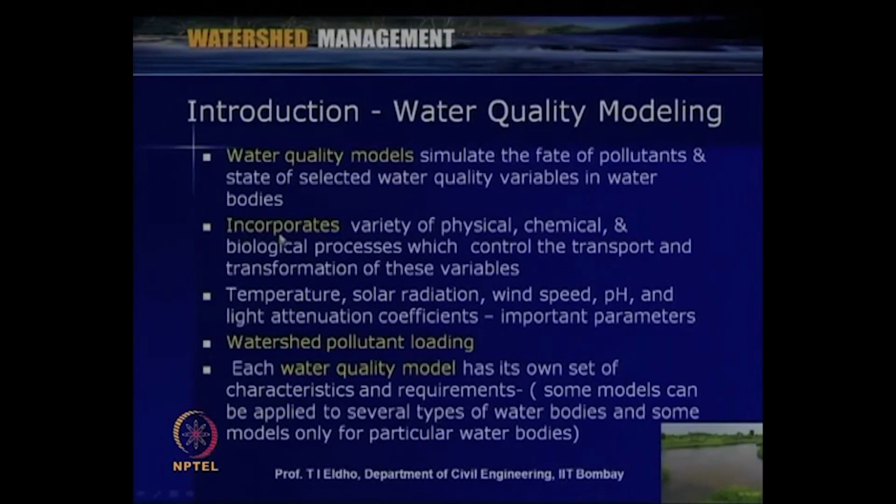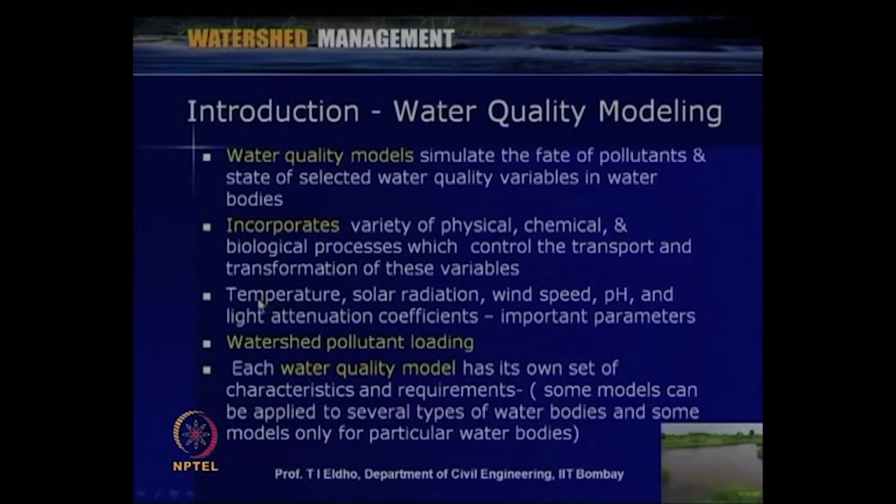This type of water quality model incorporates a variety of physical, chemical and biological processes which control the transport and transformation of these variables. When we consider a watershed, either in surface water or groundwater, the contaminants or the plume will be moving from one location to another with the movement of the water. How this movement is taking place, or how we can control the transport and transformation, is what we are trying to do through water quality modeling.